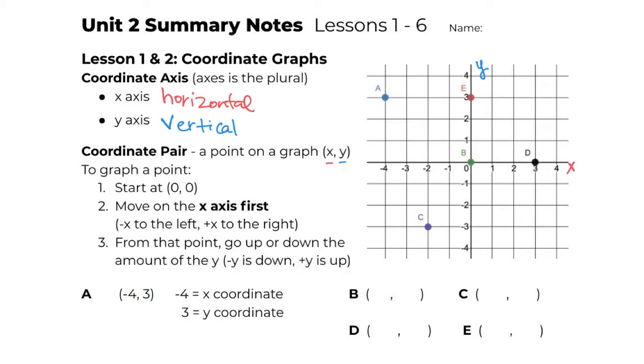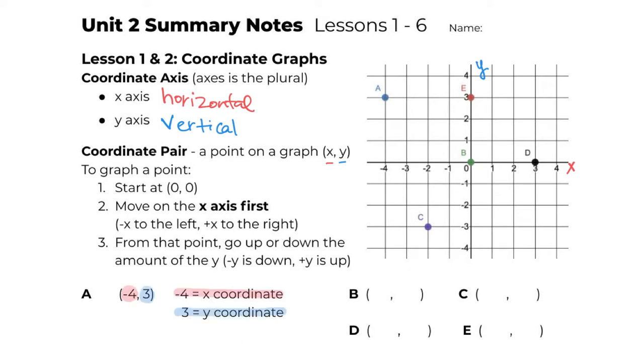So looking at this point right here, point A is negative 4, 3. The x-coordinate is negative 4. The y-coordinate is 3. And if you go from 0 and go left 4 for that negative 4 and up 3 for the positive 3 in the y, you see the point hits right here.